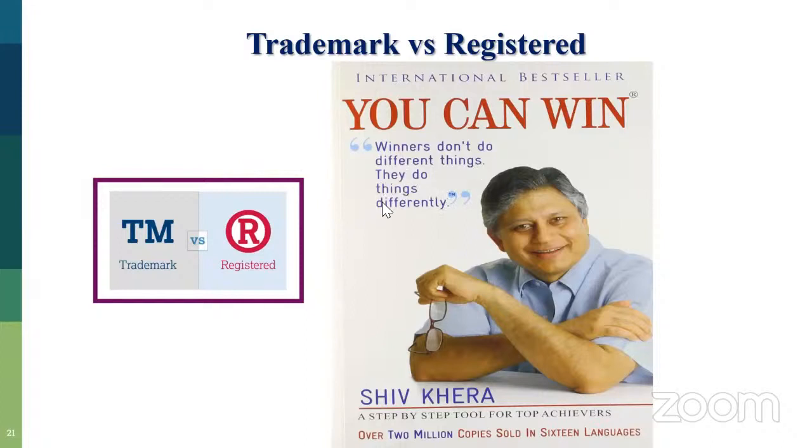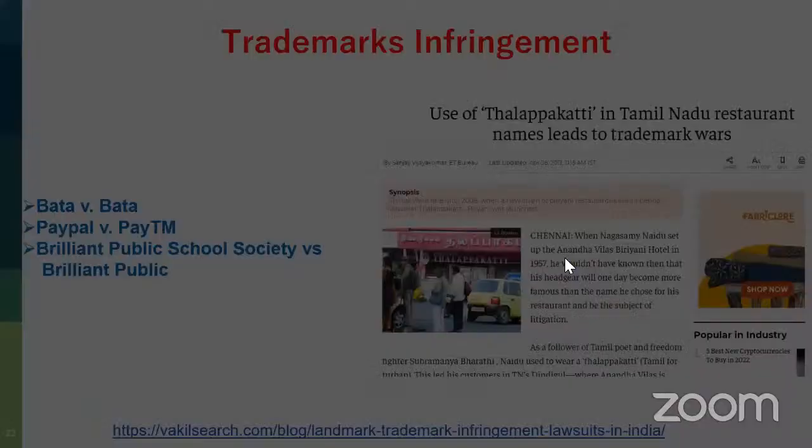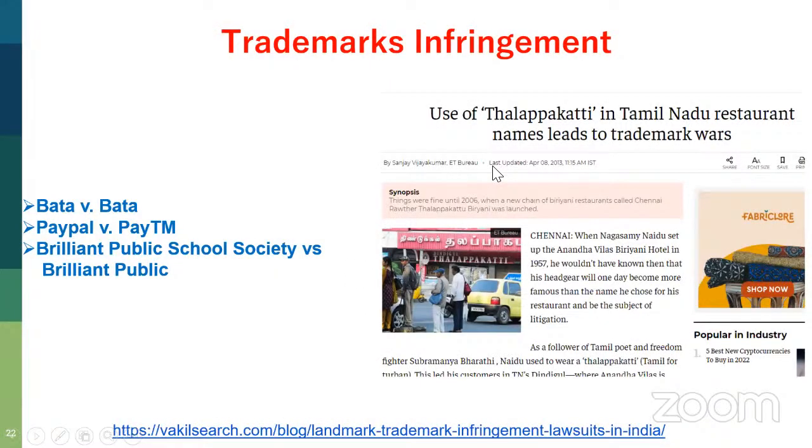Winners don't do different things, they do things differently. It is applied and you can win as registered. So this was taken 2 to 3 years back. So I'm still using the TM mark to show the difference between TM and R. It may be registered now, right? You can check that in different classes. But still, we protect against people's misuse.